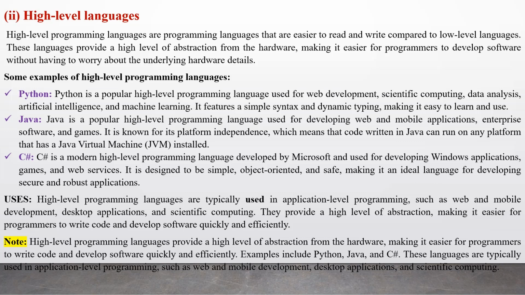Important point to note. High-level programming languages provide a high level of abstraction from the hardware, making it easier for programmers to write code and develop software quickly and efficiently. Examples include Python, Java, and C#. These languages are typically used in application-level programming, such as web and mobile development, desktop applications, and scientific computing.